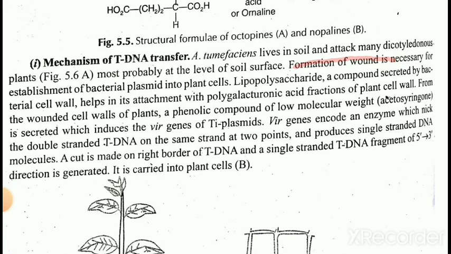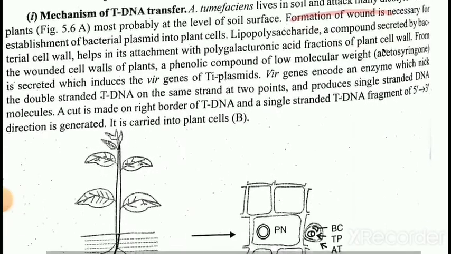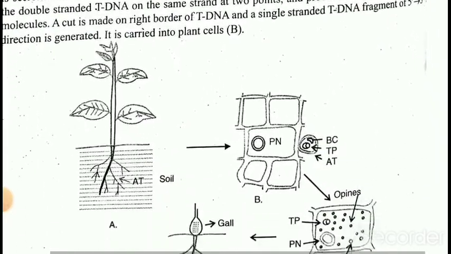Vir genes encode an enzyme which nicks the double-stranded T-DNA on the same strand at two points, and produces single-stranded DNA molecules. A cut is made on the right border of T-DNA and a single-stranded T-strand fragment of 5' to 3' direction is generated. It is carried into plant cells.